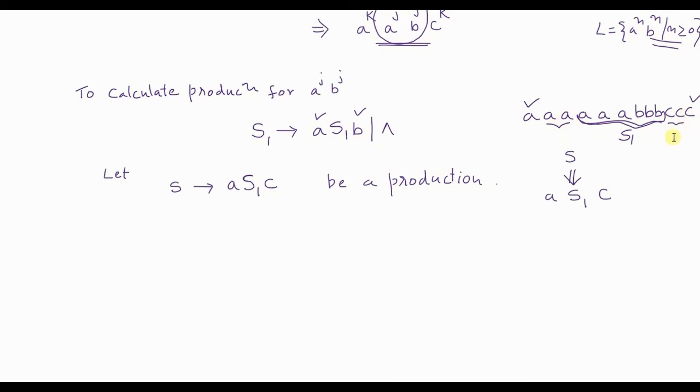Right? So this kind of string will not be accepted in that case. If you continue this way, S1 can be replaced with either A, S1B or null. So let's say if I replace this with A, S1B, what will happen? Already there is A, already there is C, and now S1 gets replaced with A, S1B. Is this the string that is required? Is this the string that is given to us?